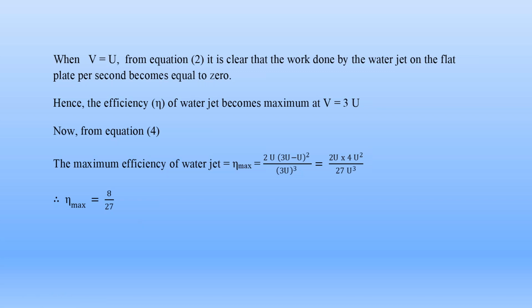The maximum efficiency is 8 by 27. If you need it in percentage, multiply that by 100. 8 divided by 27 into 100, you will get the efficiency in percentage. So this is the equation for the maximum efficiency of the horizontal water jet striking the vertical moving flat plate.